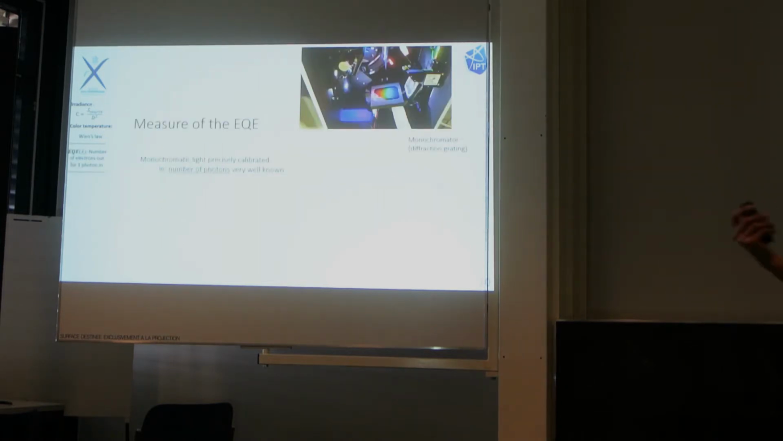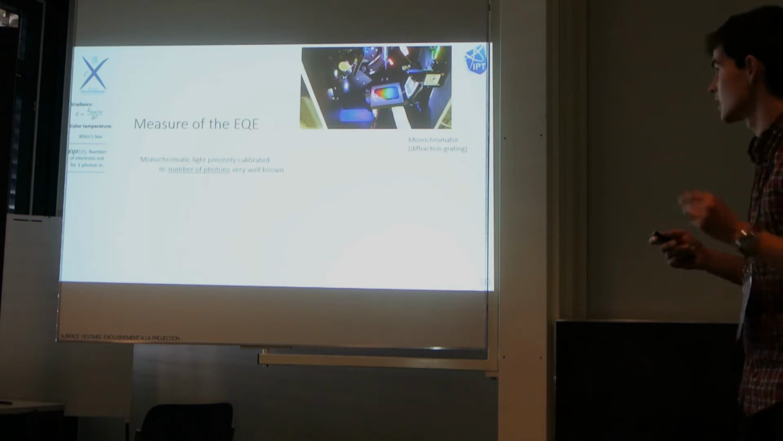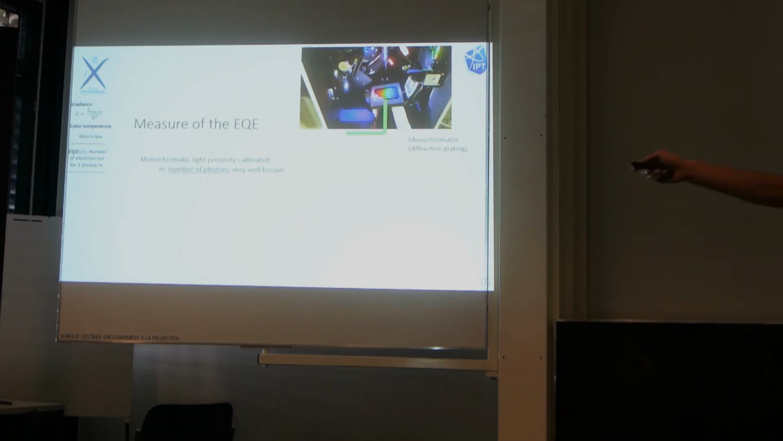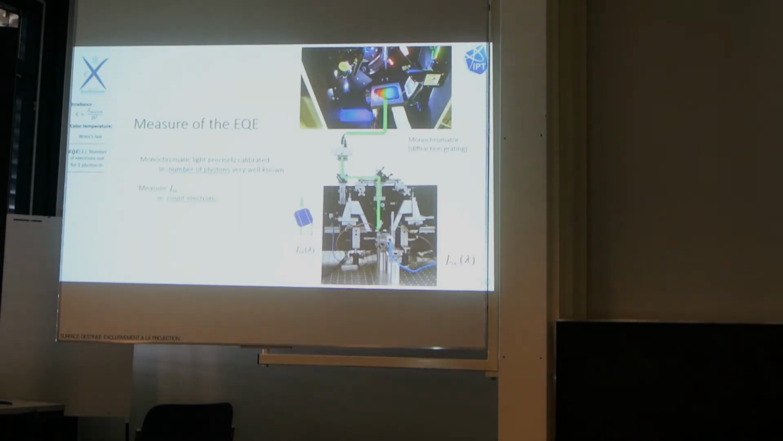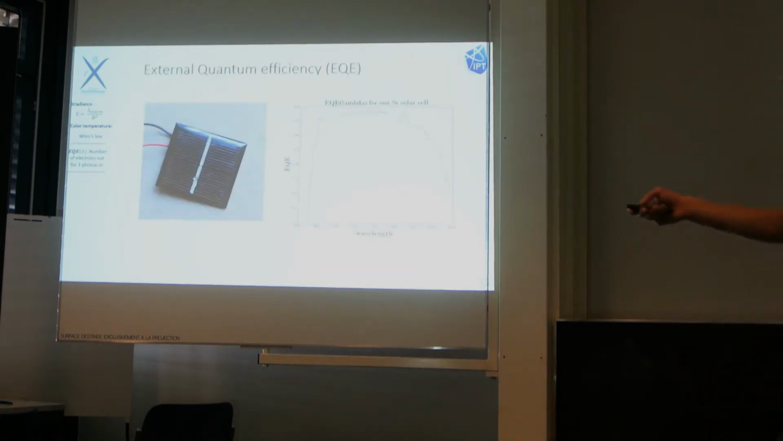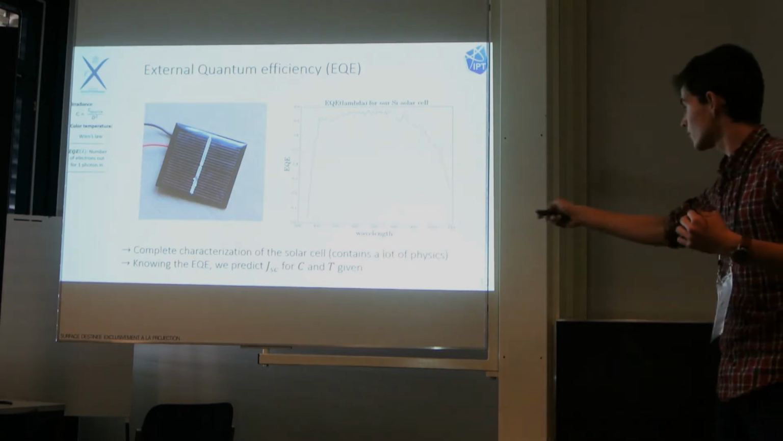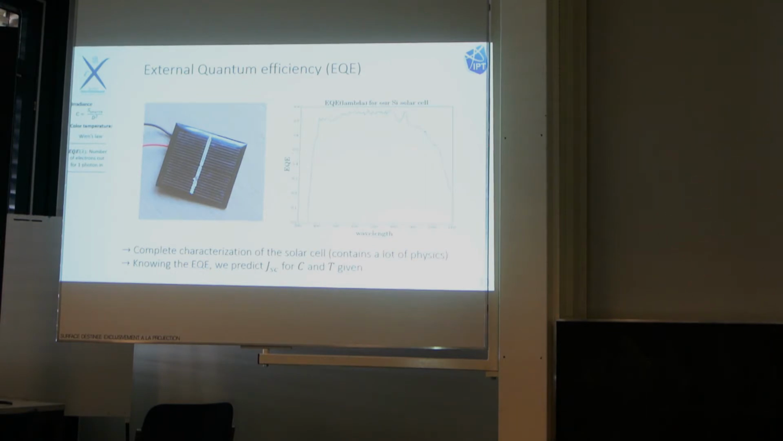So we want to measure this quantum efficiency for our solar cell. We take a monochromatic light which is precisely calibrated, using this monochromator, and we send it on our solar cell. Now we can count the electrons by measuring the current. We know exactly how many photons we send in, and so now we know the external quantum efficiency of this solar cell. We measured it ourselves, and now we know everything about the solar cell. This is very important. We know for any wavelength what the response will be. And this contains a lot of physics about semiconductors that we can talk about in discussion, for example.